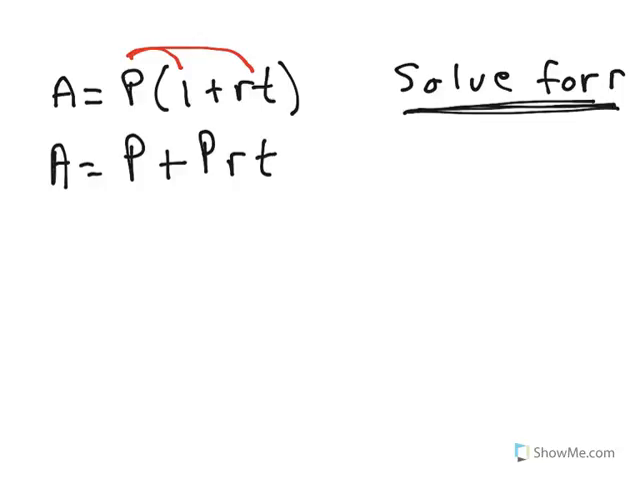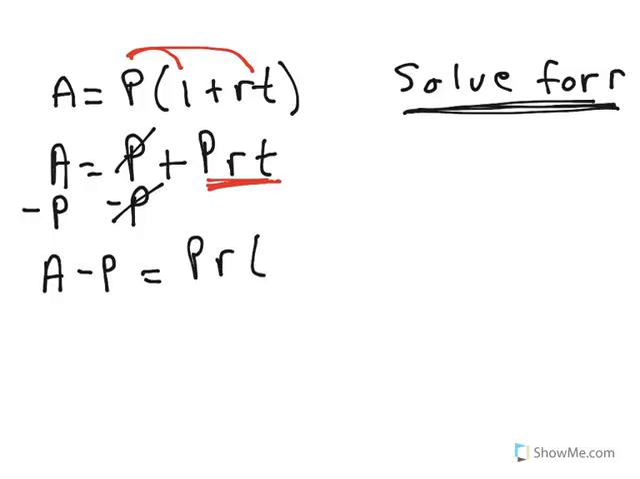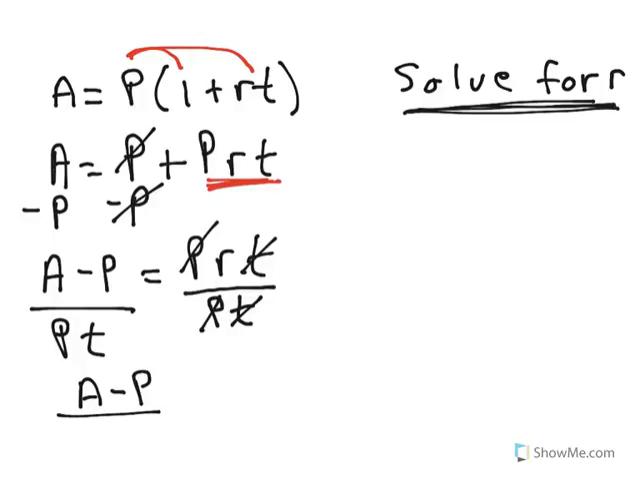So we want to get r by itself, so we're going to leave our variable term alone and get rid of the p by subtracting p from both sides of the equal sign. We now have a minus p equals prt. That is p times r times t. To get r by itself, we're going to do the opposite and divide by both the p and the t at the same time. The p's cancel out, t's cancel out. But we must also divide the other side of the equal sign by pt as well. So we end up with a minus p over p times t equals r.